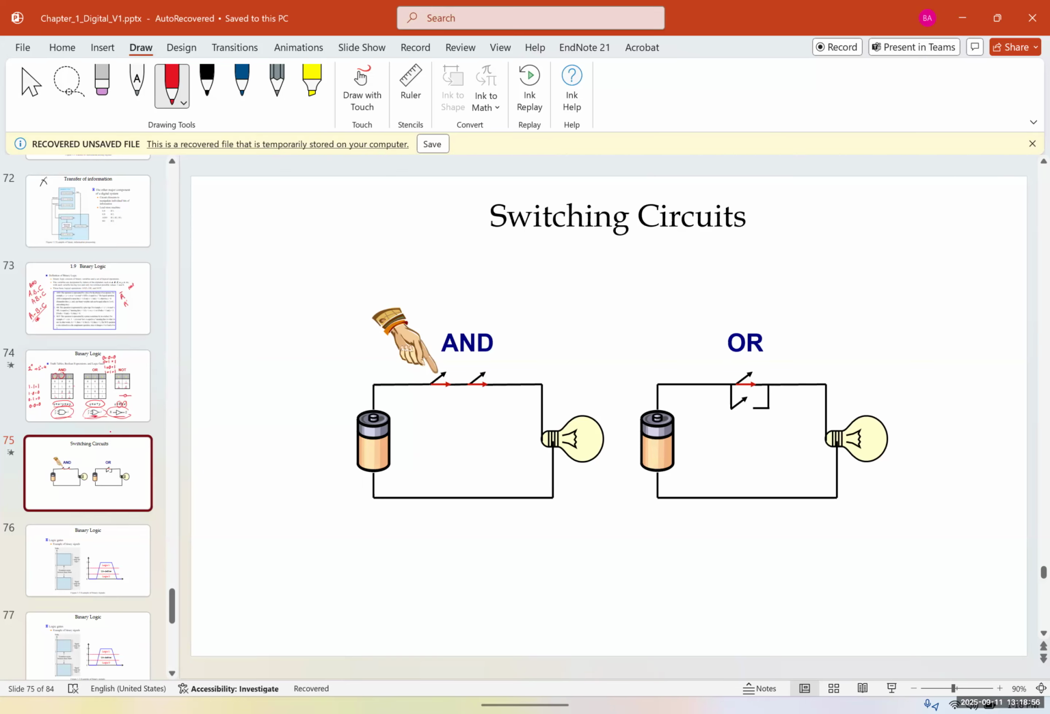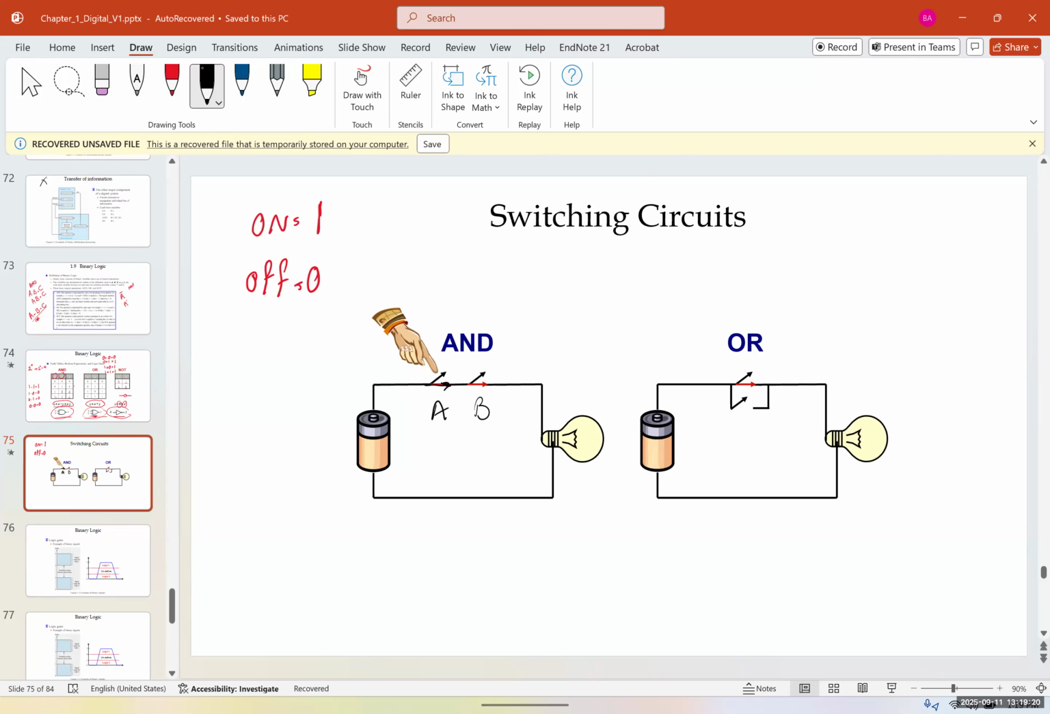So when the switch is on, it means it's 1. When it's off, it means it's 0. So if one of them is on and one of them is off, imagine A is on and B is off. So A would be 1 and B would be 0. Would the light turn on? No. So what would Z be? Or C, let's say the lamp is C. It would be off, or 0.